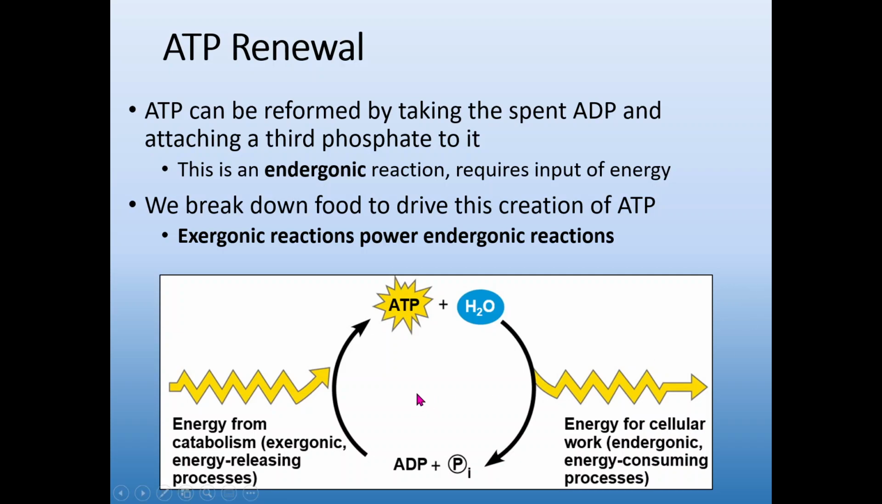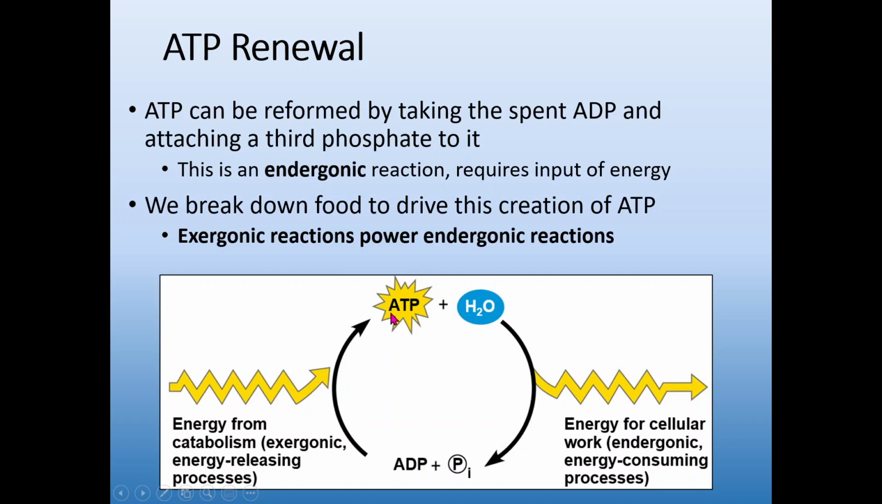So ATP can be renewed, like I said. We have the ADPs floating around and we have loose phosphates. So all we need to do is reform that bond. In order to do that, we spend energy. So it is an endergonic reaction. Taking our ADP, a smaller molecule, we add energy to it in order to make it a larger molecule, ATP.